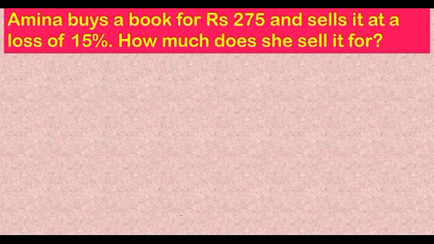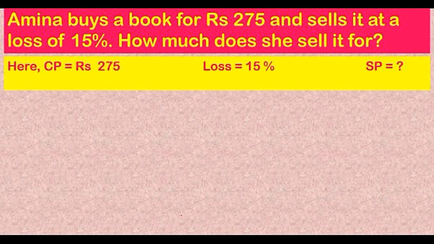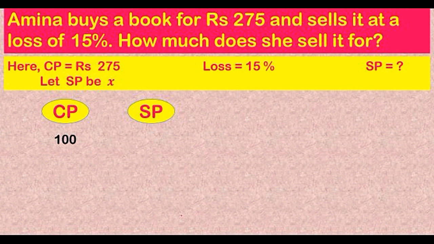One more example. Amina buys a book for ₹275 and sells it at a loss of 15%. How much does she sell it for? So here CP is given as 275, loss is given as 15%, SP we have to find out, so I will assume it as a variable x. Now CP and SP, I will use that method only. If the CP is 100, what will be SP if the loss is 15%? In case of loss, I will subtract 100 minus 15, that is 85.